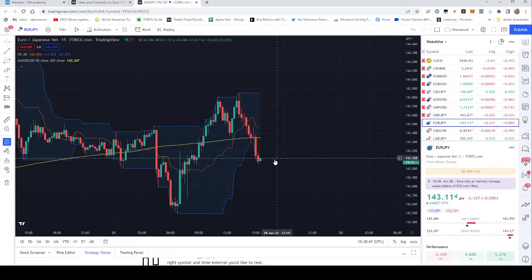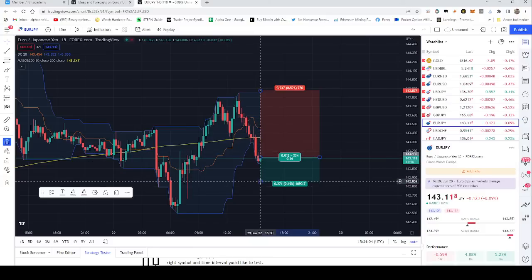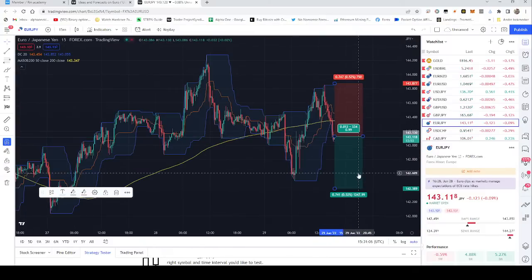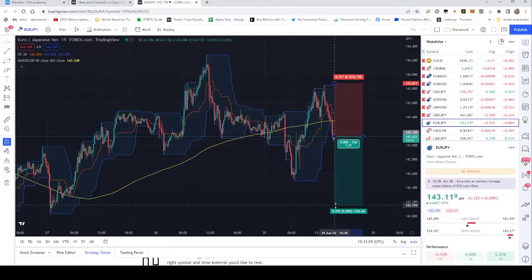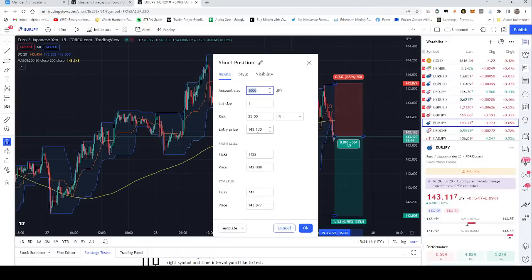Let's see here. Here, yes. Here we have a signal because the entry is the same. So we take here a short position. Let's take the entry there. We take the stop loss there, and we take the take profit to 1.5. So let's put this one in. That's euro against Japanese yen.